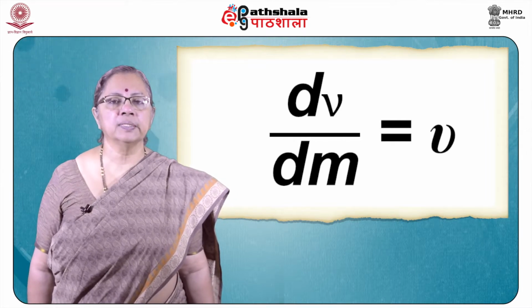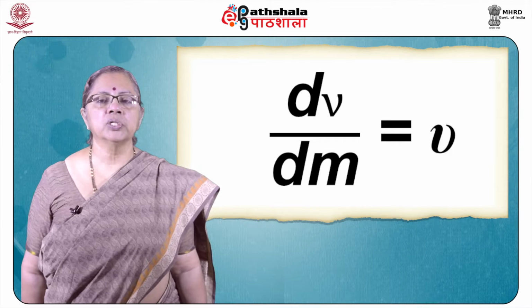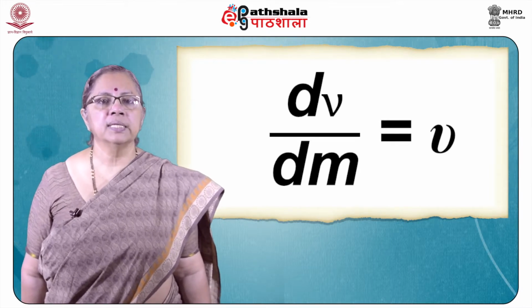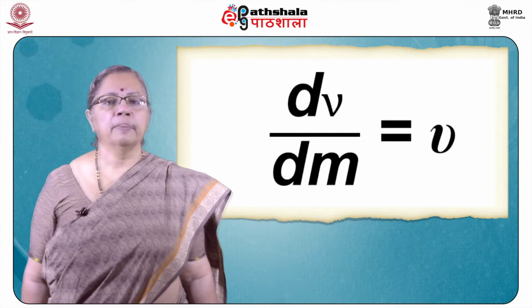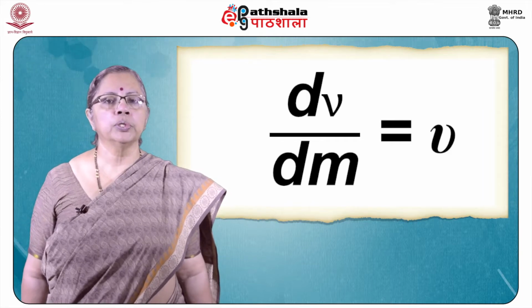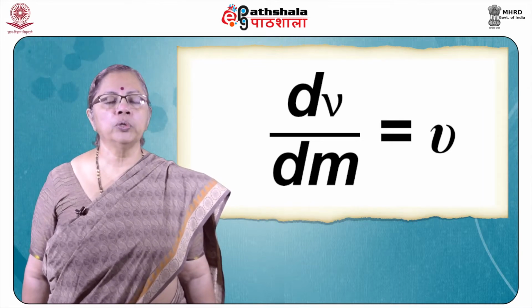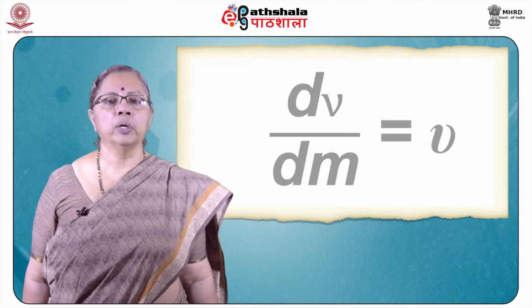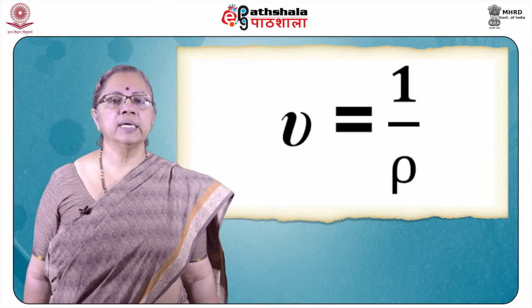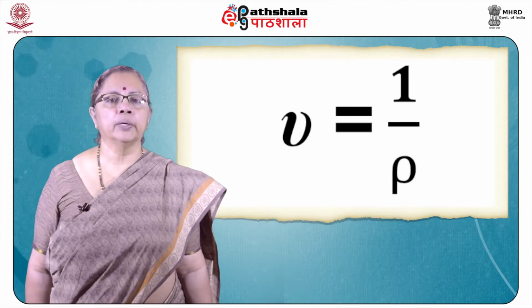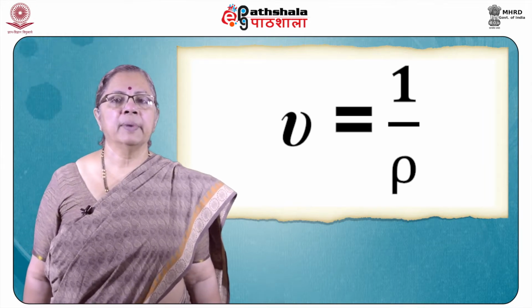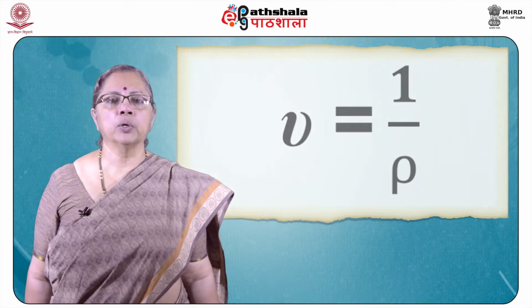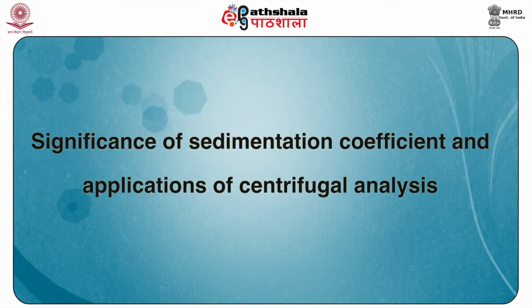This also can be stated as partial specific volume being the reciprocal of solution density. In other words, dV/dm is equal to nu, where dV is the volume increment per gram of macromolecule, or nu is equal to 1 divided by rho, where rho is the solute density determinable by simple techniques such as pycnometry. What is the significance of the sedimentation coefficient or S value?